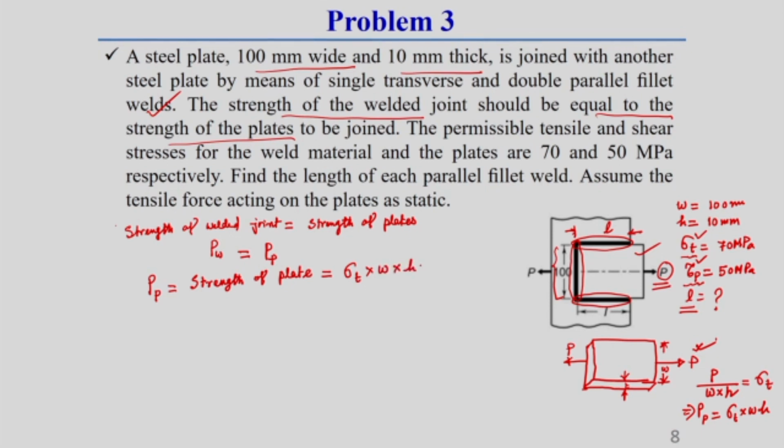Okay. So, once we put the value, what we can get. So, sigma T is given as 70 MPa and width of this plate is 100 and leg length, or you can say thickness of the plate, is given as 10. So, this will give us a value which is equal to 70,000 Newton, correct. Now, we will find out, so this is step 1.